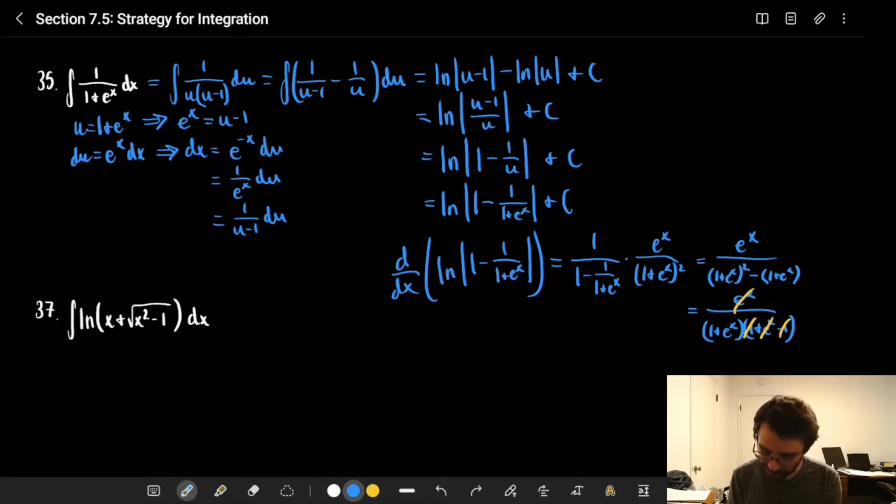35 was tough. Wait till we get to like 93. 37. Who knows? I mean, if I see a square root of x squared minus 1, I'm thinking trig sub, but what about this natural log, right? Ugh. That can't work out nice. I can't do a u sub. Because, like, everything's inside the natural log. I don't want du inside the natural log.